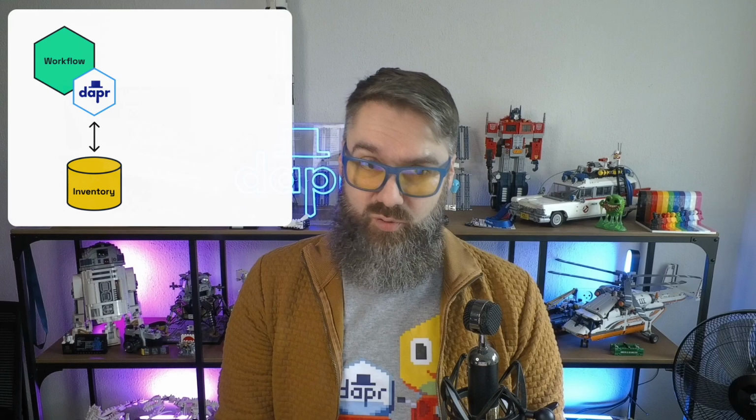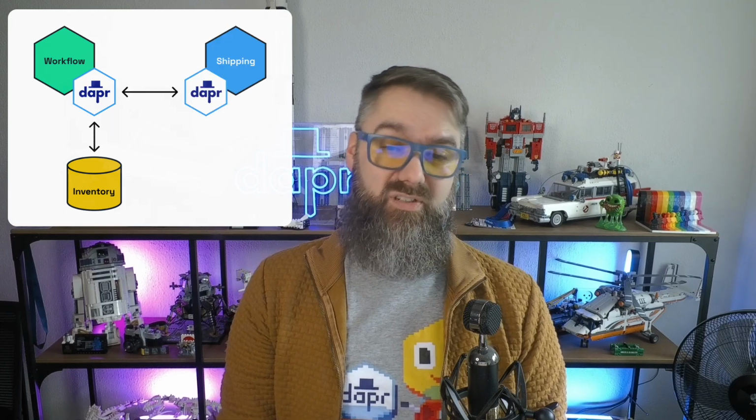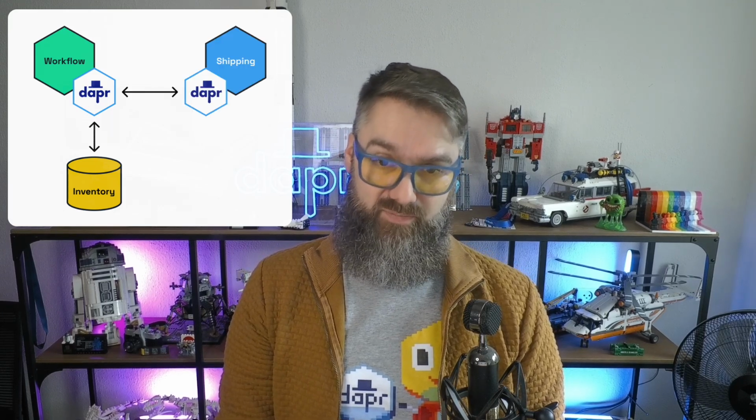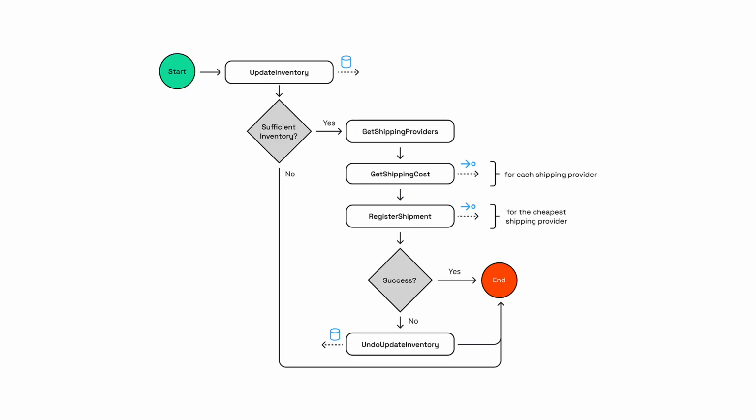Okay, now it's time to look at the demo. So the demo consists of a workflow application that contains, of course, our workflow definition and activities. We'll soon see that. And that will interact with a state store, the inventory, and it will interact with a separate service via service invocation, the shipping one. And this is the diagram of the validate order workflow. So it does some kind of order validation before we actually place the order.